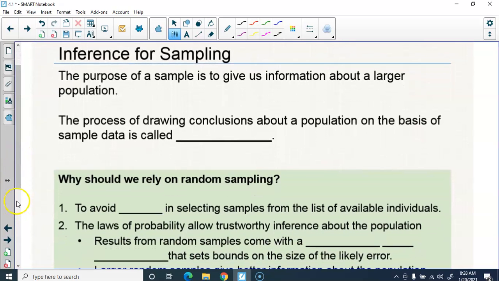The purpose of a sample is to give us information about a larger population. So what we want to do is draw conclusions about the population. That's called inference. That's the big thing that we're working towards here.